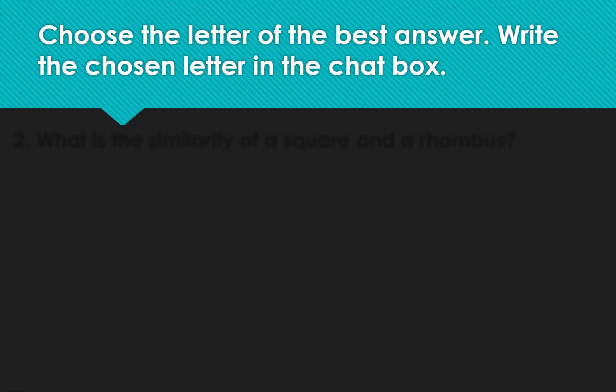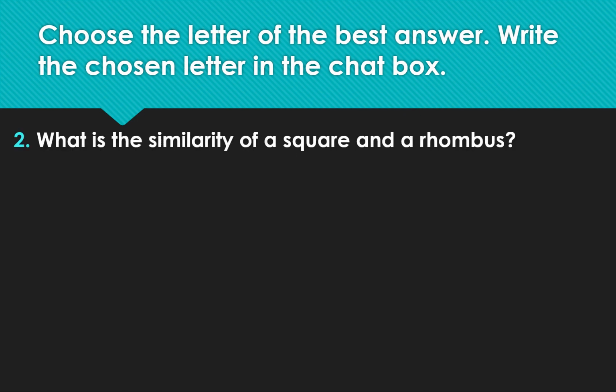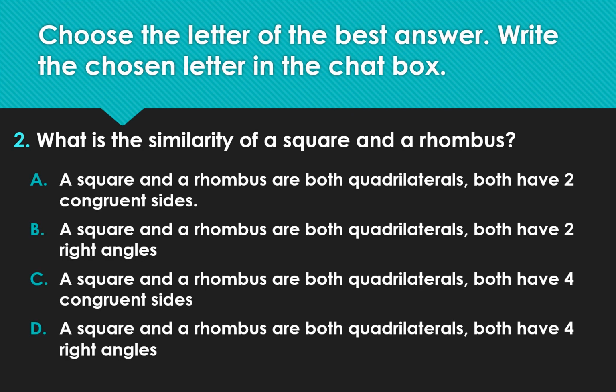Okay, for number 2, choose the letter of the best answer. Write the chosen letter in your chat box. For number 2, what is the similarity of a square and a rhombus? Letter A. A square and a rhombus are both quadrilaterals. Both have four congruent sides.